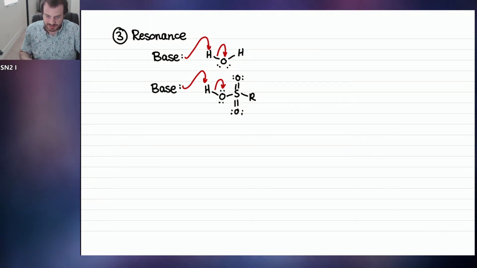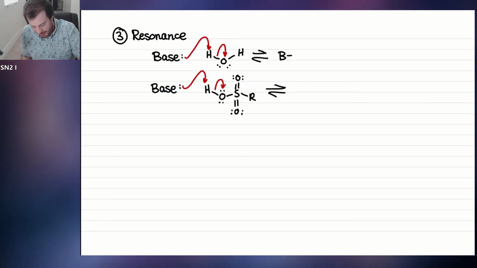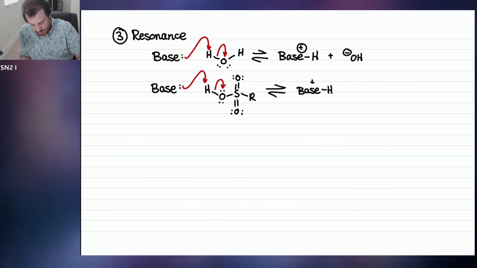Now let's take a look at the products of this reaction. I'll draw the double-headed arrows, I guess, because it's an acid-base reaction. And we have the base getting an H. It should have an overall plus charge after that, plus the conjugate base, which is hydroxide. Compare the bottom case scenario. We have a base attached to an H plus our conjugate base this time.